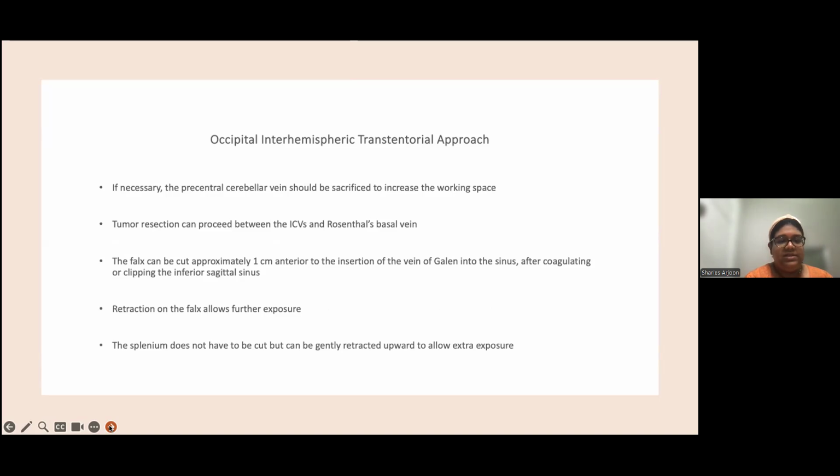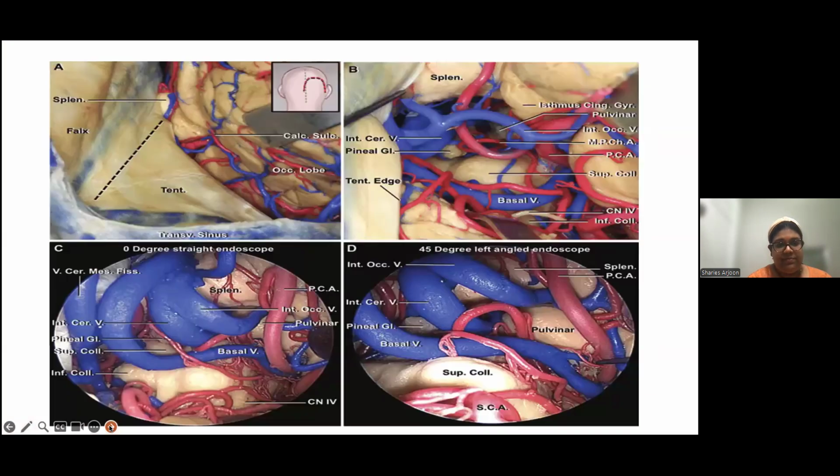The falx can be cut approximately 1 centimeter anterior to the insertion of the vein of Galen into the sinus after coagulating or clipping the inferior sagittal sinus. Retraction on the falx allows further exposure, and the splenium does not have to be cut, but can be gently retracted upward to allow extra exposure.